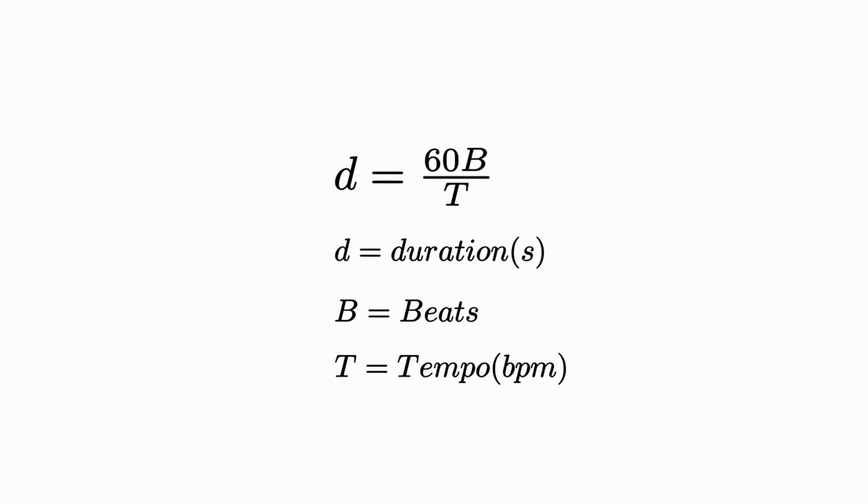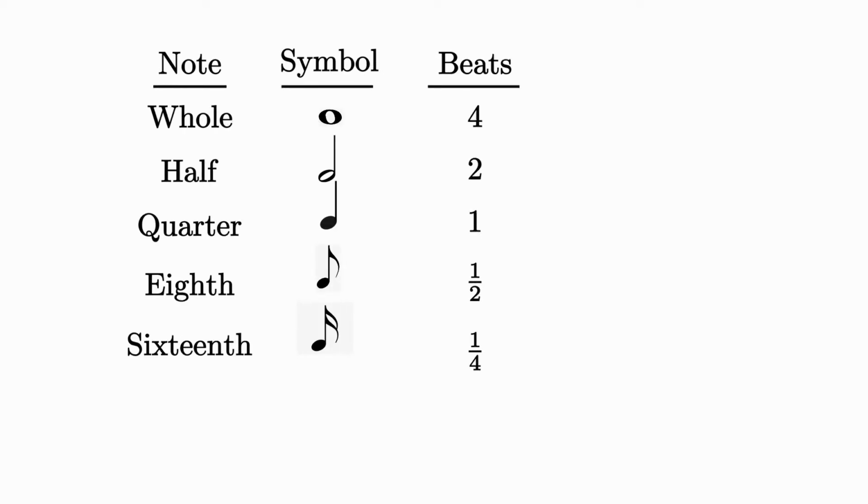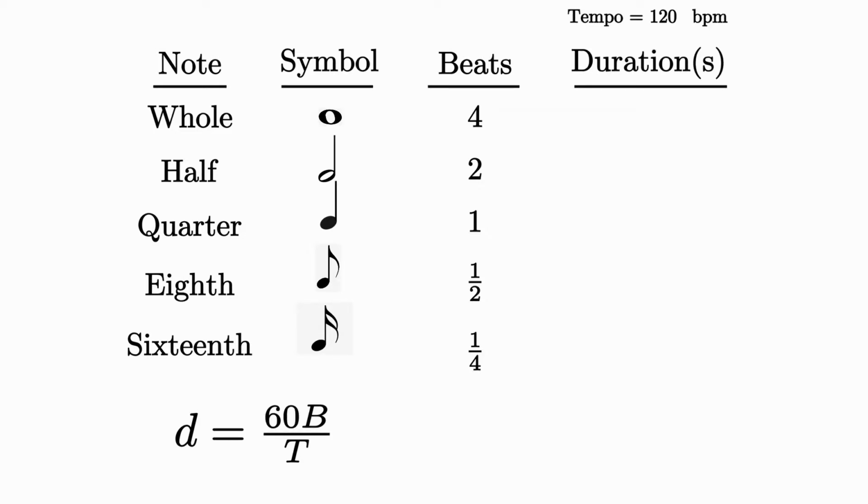In general, we can write the equation d equals 60b over t, where b is the number of beats, t is the tempo, and d is the duration in seconds that we hold the note. Knowing this equation or calculating by hand, we can fill out this table for the duration of notes at 120 BPM. So a whole note at 4 beats is held for 2 seconds, a half note or 2 beats is held for 1 second. And as we continue to fill out this table, see if you notice any patterns.